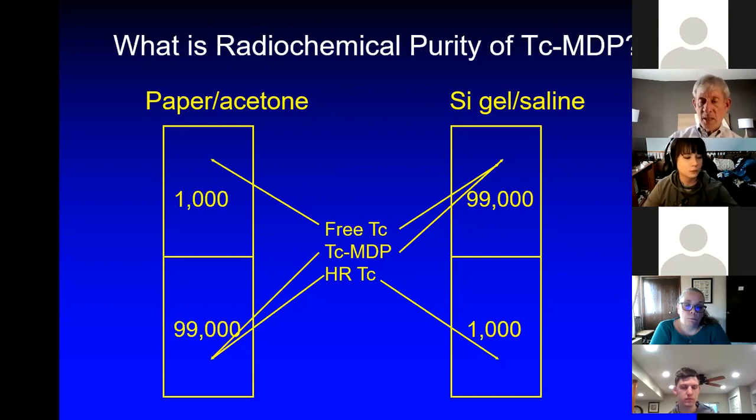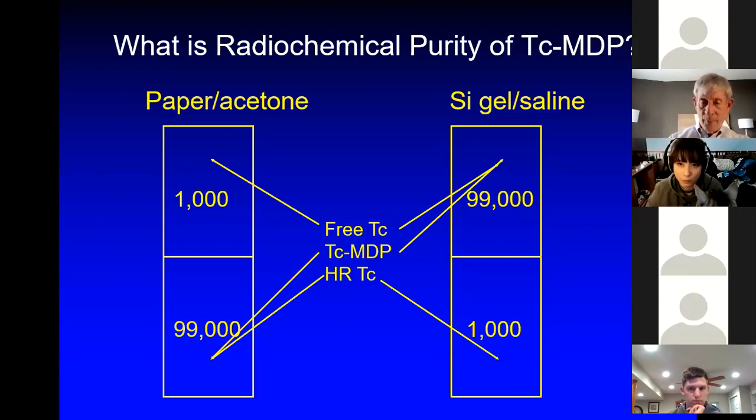So let's see if you can do this calculation for me. If we have on the left 1,000 counts associated with free tech and 99,000 counts associated with everything else, what's the percent free tech on that left strip? Remember, it's the part over the whole. It's the top number divided by the total. So it's going to be 1,000 divided by 100,000. What percent would that be? 1 divided by 100 is?